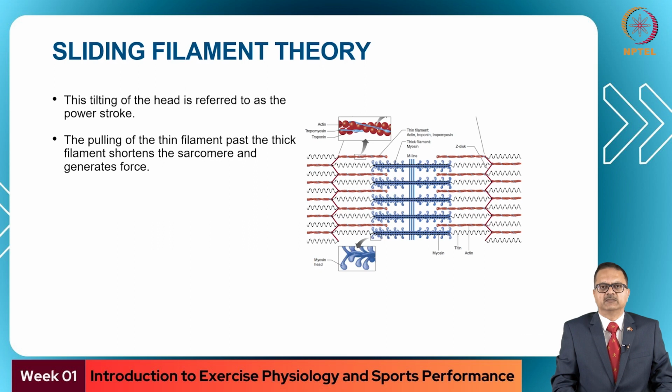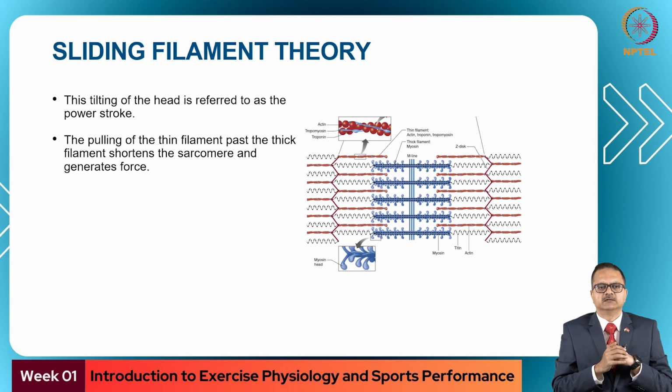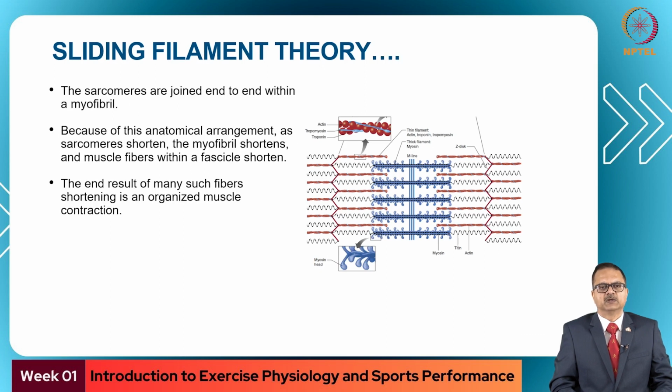This tilting of the head of the myosin is called the power stroke, and this pulls the thin filament towards the center and it shortens the sarcomere and generates force. Because the sarcomeres are joined end to end within a myofibril, as the sarcomeres shorten, the myofibril will also shorten and the muscle fibers within the fascicle will shorten. The end result of many such fibers shortening is an organized muscle contraction.